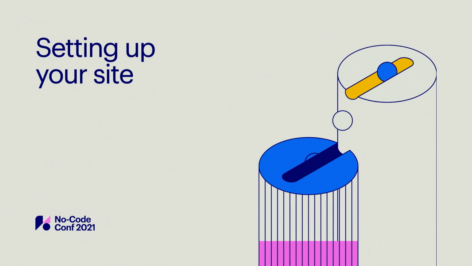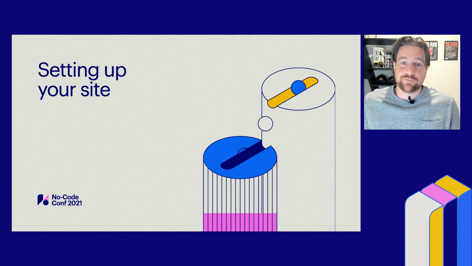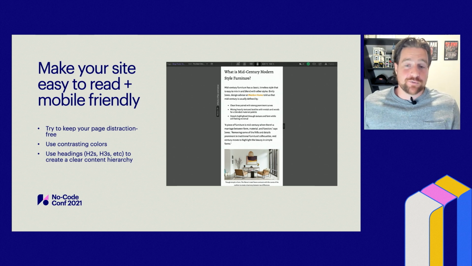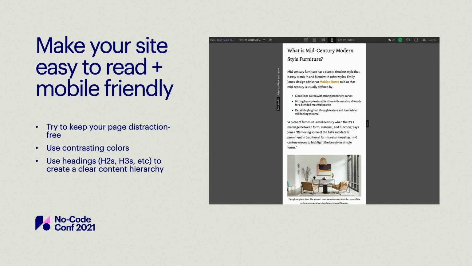Now, the first part of building a successful site is actually just the basics of getting your site set up. And these apply whether you're using Webflow or any platform. So the first thing you want to do when it comes to design is to make sure that your content is easy to read and works well on mobile. Most of your traffic is likely to be on mobile devices now in 2021 and beyond. That's probably only going to grow.